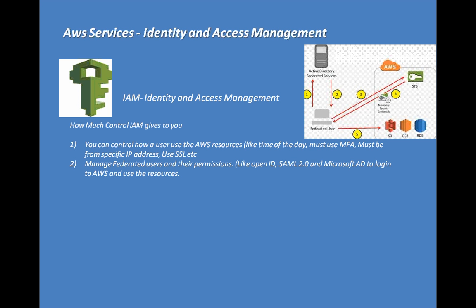it goes to what we also call STS, the Security Token Service, wherein the key information or temporary security credentials will be given to the federated user, and according to that the user will be able to access the particular resources from the AWS cloud. It could be S3, EC2 or an RDS instance.